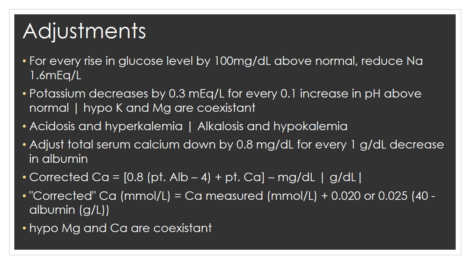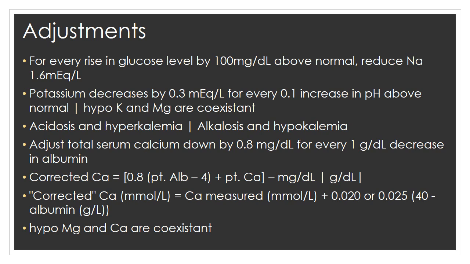There are two formulae which are used to find out the corrected calcium. The first formula is 0.8 into the patient's albumin minus 4. You should write the patient's albumin in grams per deciliter and add this value to the patient's calcium. And remember, the patient's calcium is in milligrams per deciliter.